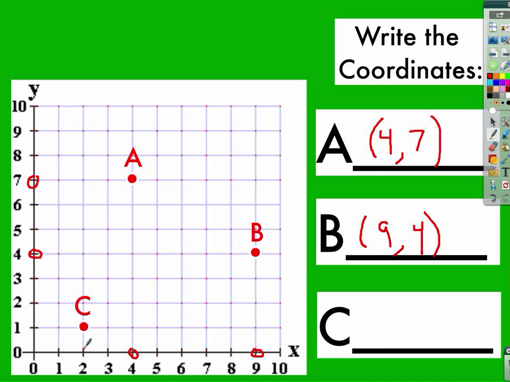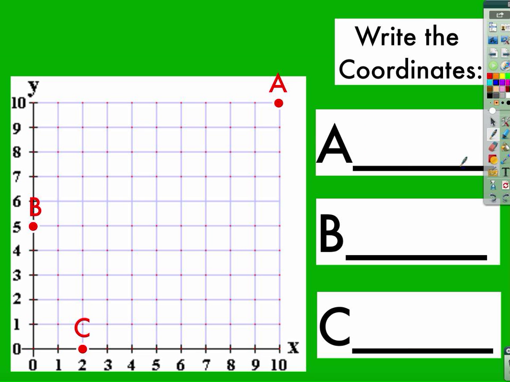Now for point C, on the x-axis is right here at the 2, and on the y-axis it's at the 1. Okay, so that's the coordinates for point C, (2, 1). Notice we always put parentheses and a comma in between. Now let's look at some harder ones here. Okay, point A on the x-axis is clear at the end of this scale. It's at 10 on both of them. So this would be (10, 10).